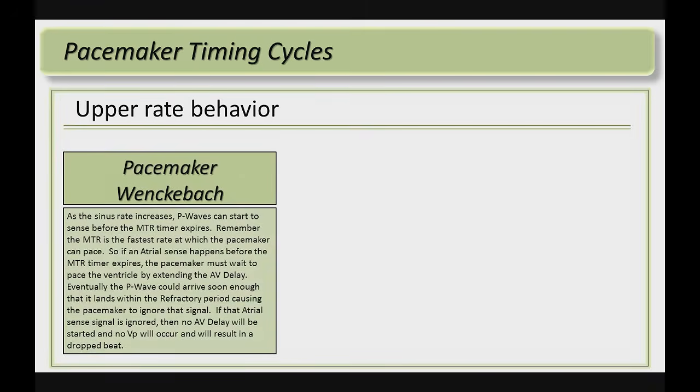Pacemaker Wenckebach. As the sinus rate increases, P waves can start to sense before the maximum track rate timer expires. Remember, the maximum track rate is the fastest rate at which the pacemaker can pace. So if an atrial sense happens before the maximum track rate timer expires, the pacemaker must wait to pace the ventricle by extending the AV delay. Eventually, the P wave could arrive soon enough that it lands within the refractory period, causing the pacemaker to ignore that signal. If the atrial sense signal is ignored, then no AV delay will be started and no ventricular pace will occur, which will result in a dropped beat.